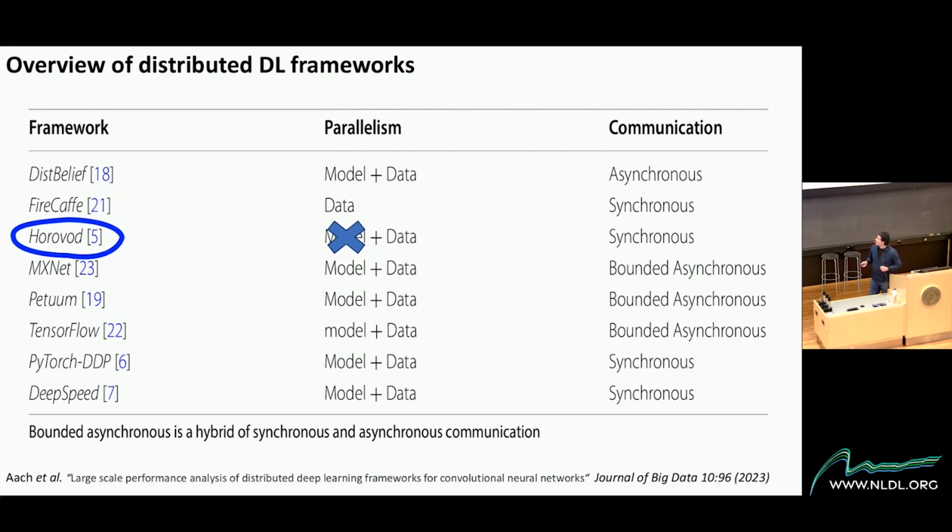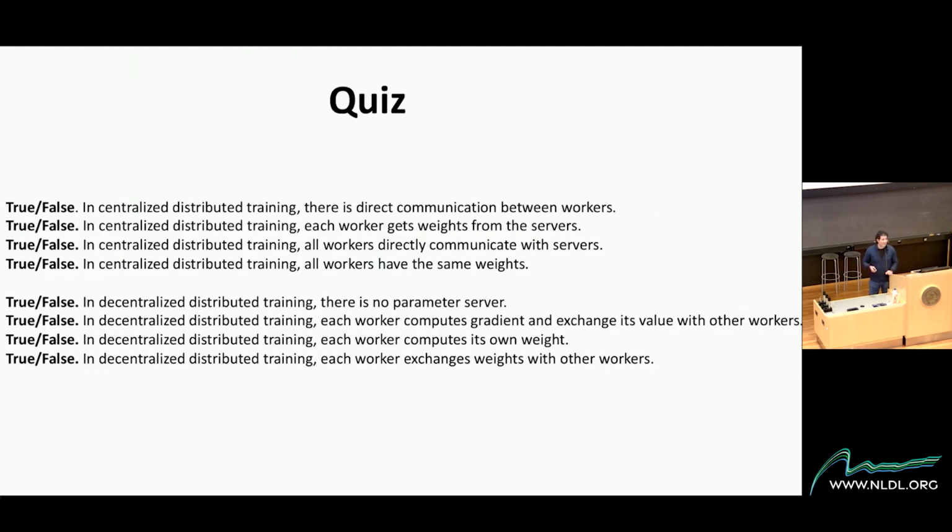So I have a quiz for you before we move to the second part. We can just take it randomly and see if you are able to follow, and if I'm able to explain a little bit in a proper way. The first one: in centralized distributed training, there is direct communication between workers. Is that true or false? Just raise your hand. False.